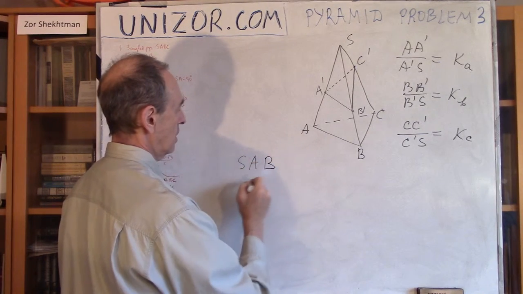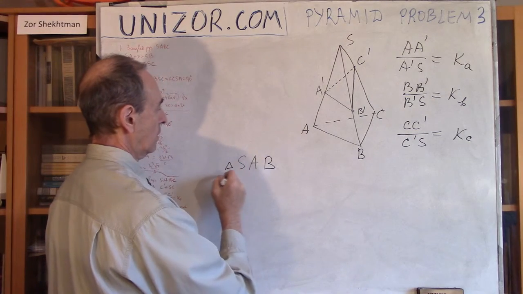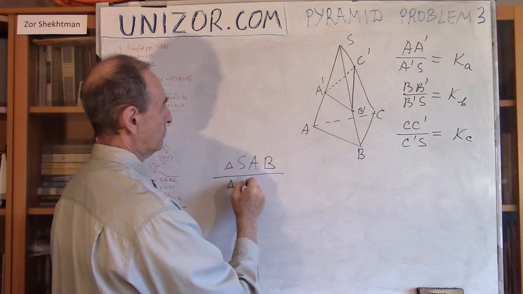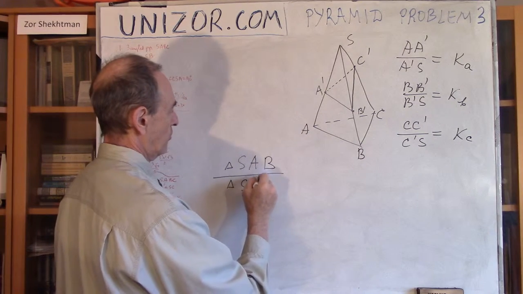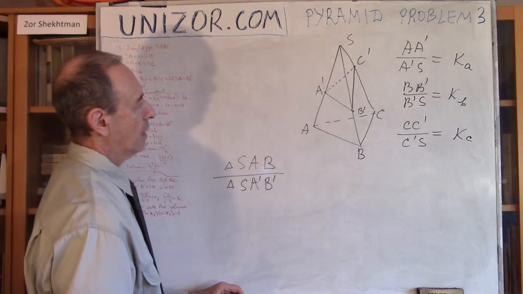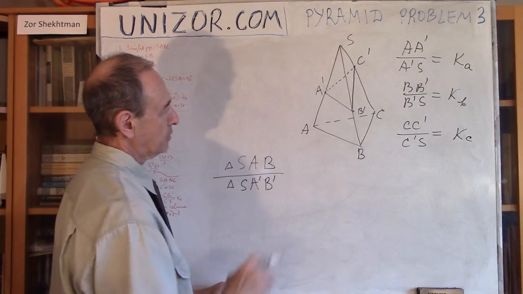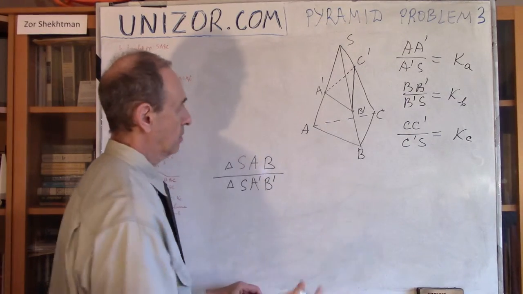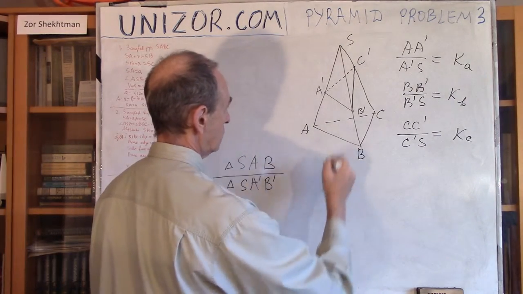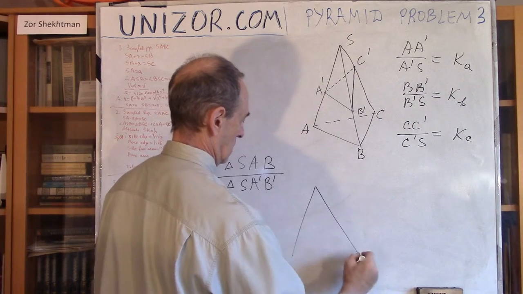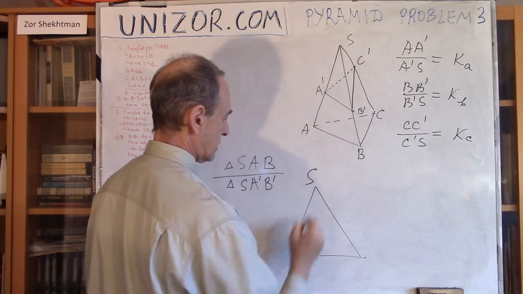Okay. So first of all, let's talk about the SAB triangle. I mean the area of SAB, how it's related to the area of SA prime B prime. That's what I would like to know. For this reason, let me just view this as a plane geometry problem. So let me just draw this picture again. So I have some triangle.